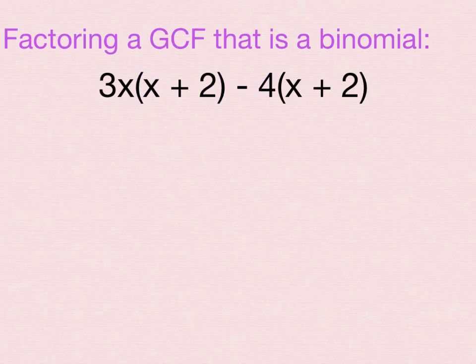Sometimes our GCF isn't quite as obvious. So now we're going to look at what happens when that GCF is a binomial. Remember that a binomial is a polynomial with 2 terms. So what we notice in here is that we've got 2 sets of parentheses, here and here. Notice that those sets of parentheses are alike. So because they both have the same set of parentheses, x plus 2 is the greatest common factor.